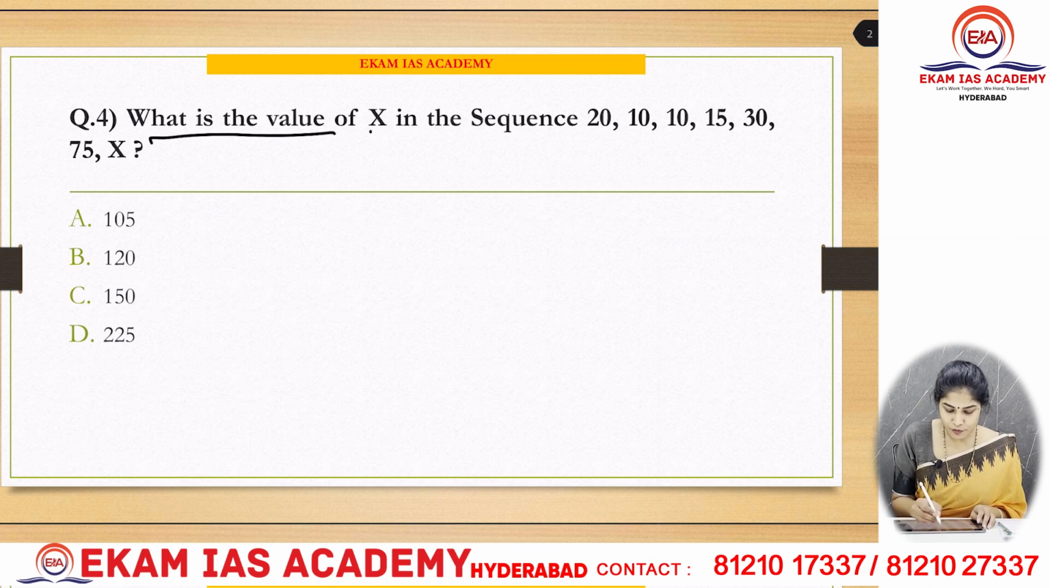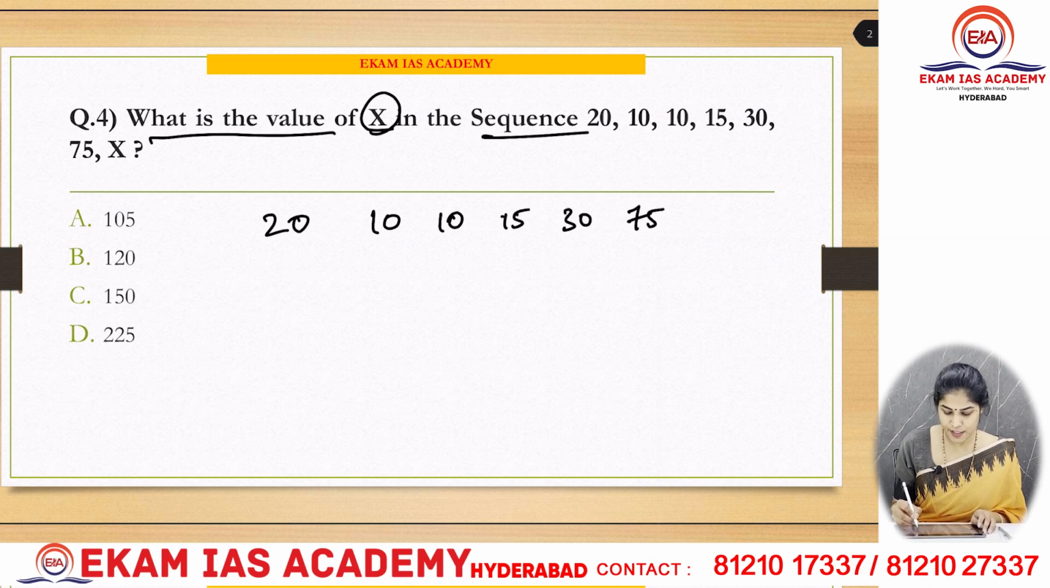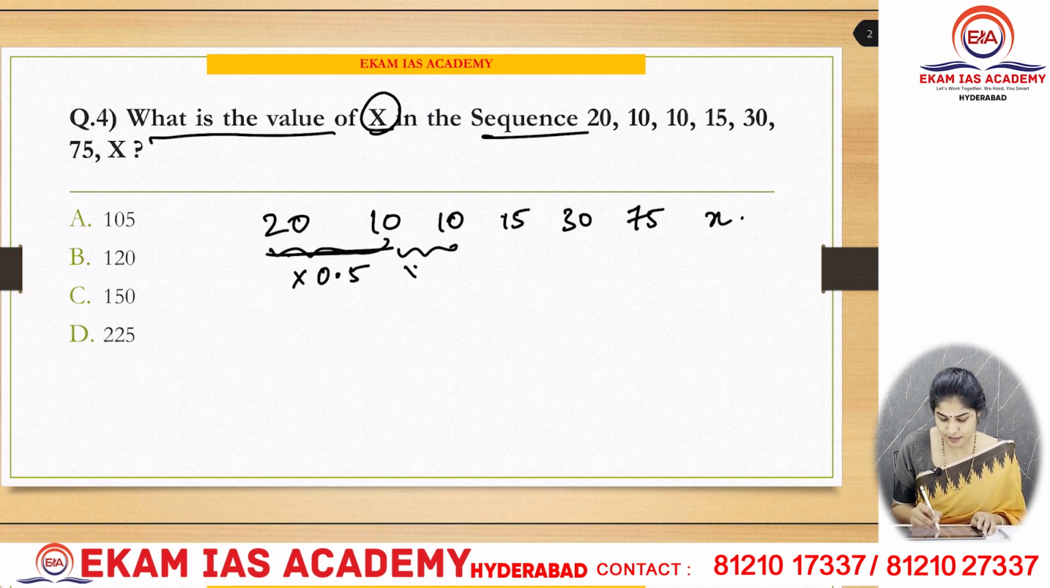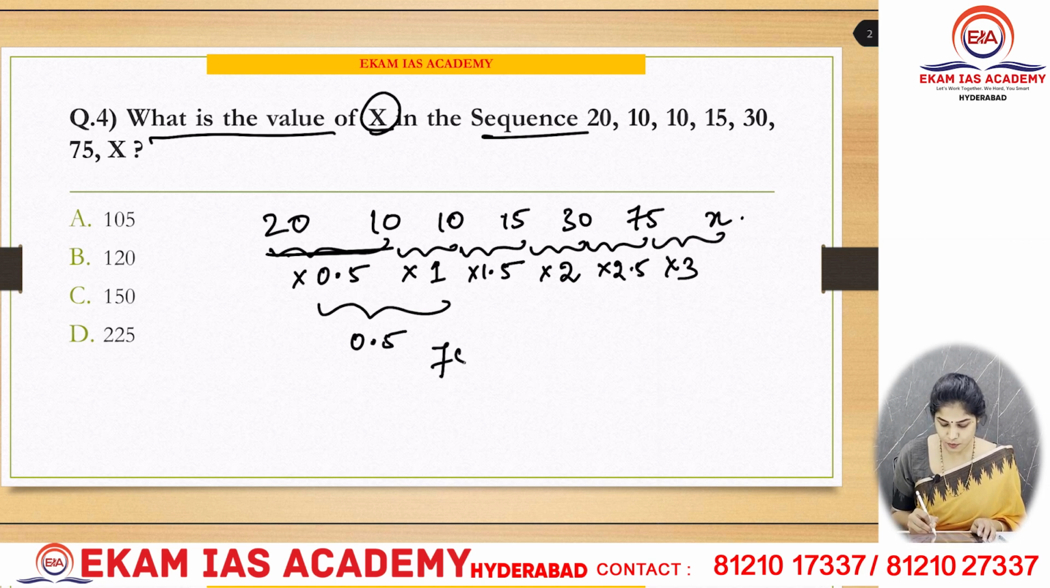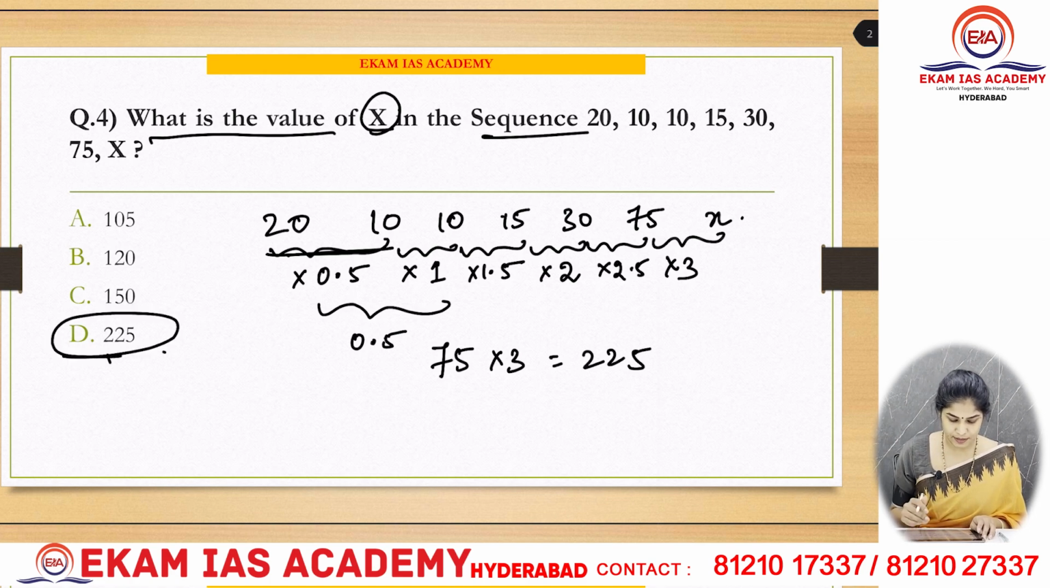What is the value of x in the sequence of 20, 10, 10, 15, 30, 75 and x? If you see here, the difference is into 0.5 and here this is into 1. So the difference is 0.5. So here it should be into 1.5 and here it is into 2, here it is 2.5 and here it is 3. So the answer would be 75 into 3 and it is 225. So option D is the right answer.